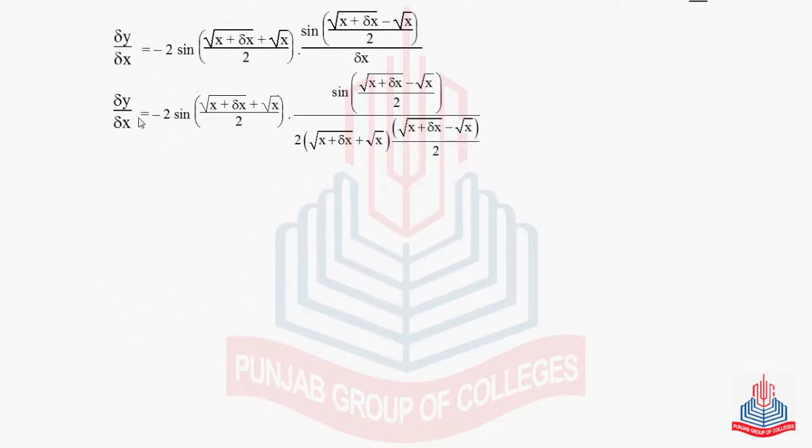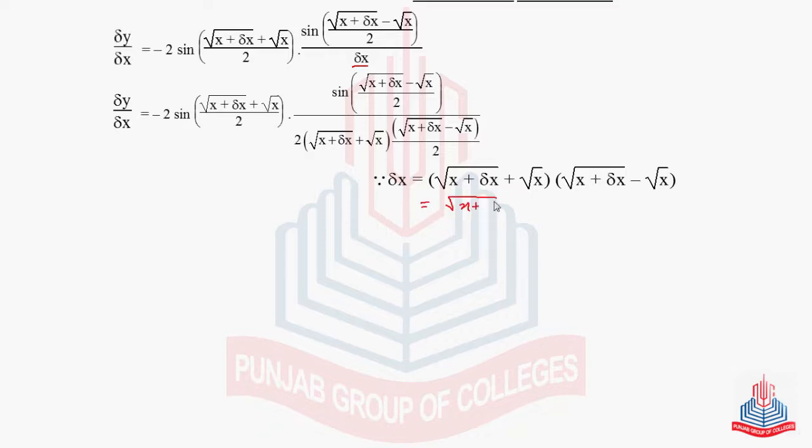And now delta y by delta x is equal to minus 2 sine of square root of x plus delta x plus square root of x dividing by 2, and here sine of alpha minus beta, square root of x plus delta x minus square root of x dividing by 2, will be as it is, and this delta x will actually be replaced by square root of x plus delta x plus square root of x and square root of x plus delta x minus square root of x. That is actually x plus delta x whole square minus square root x whole square. This will be cancelled out, and we have x plus delta x minus x, and that is actually delta x.